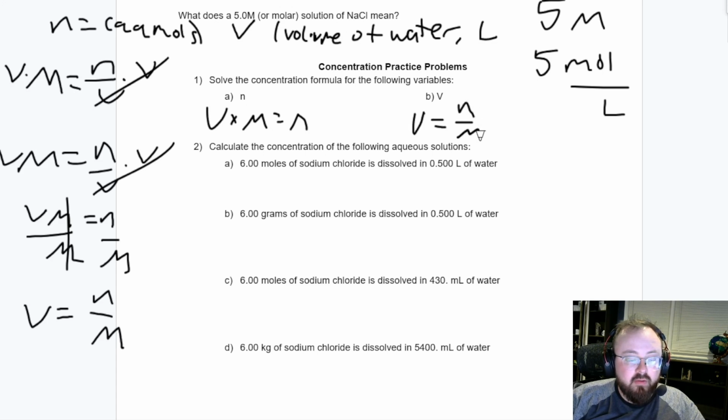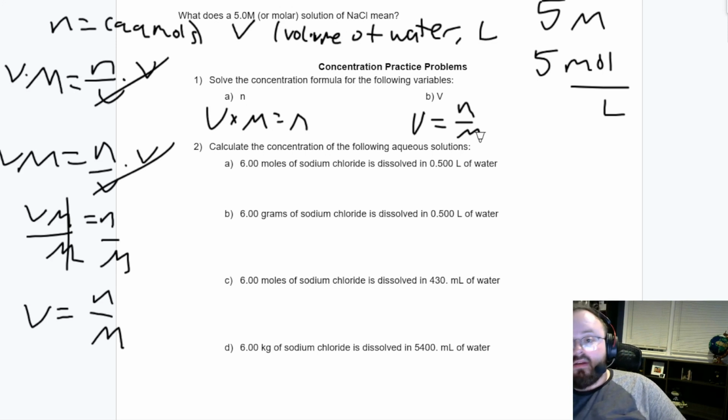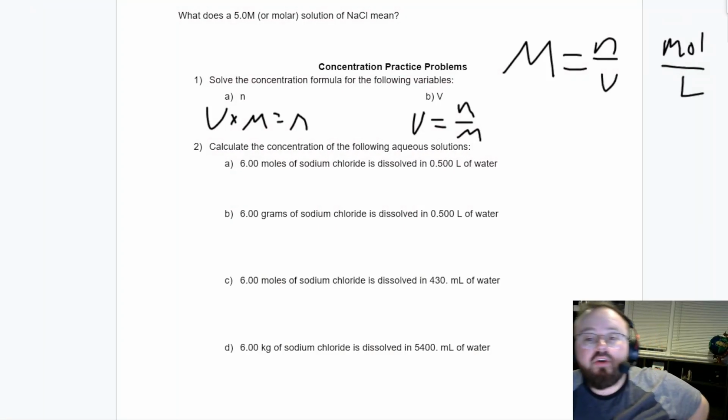And that's what we're going to be using for the rest of this. Okay? So I'm going to have these formulas. This is where they come from. I'm going to be using this for the rest of these calculations here. Okay? So let's start here. We'll start with letter A.